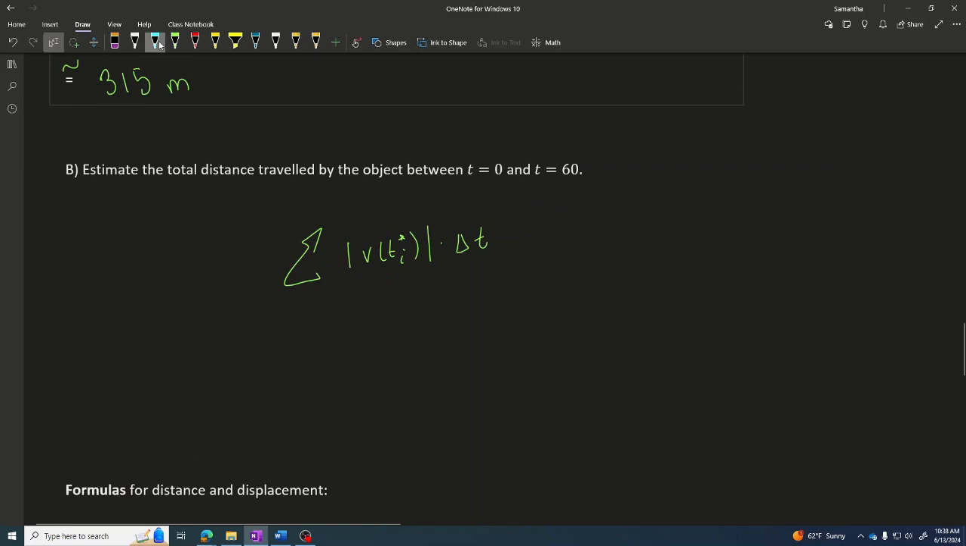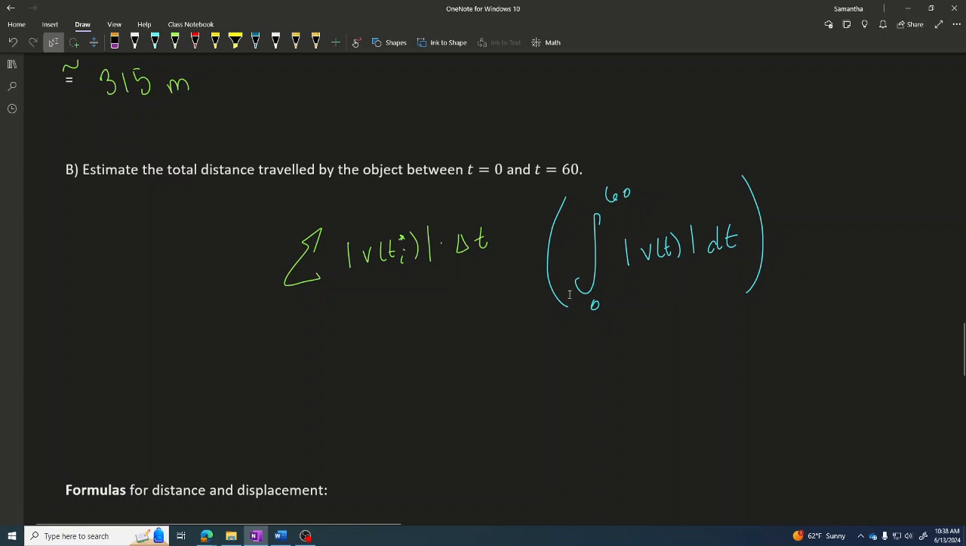Now, once again, we can ask ourselves, what does this become if we had a lot of data and this could be thought of as an integral? Well, this could be the integral from the initial time to the final time of the absolute value of your velocity function times not delta t, but if you have a lot of data, dt. And it's this integral of speed, this integral of the absolute value of velocity, that could be used to calculate distance traveled.